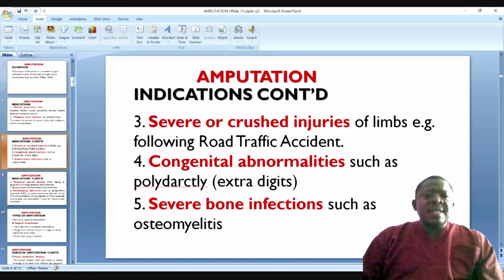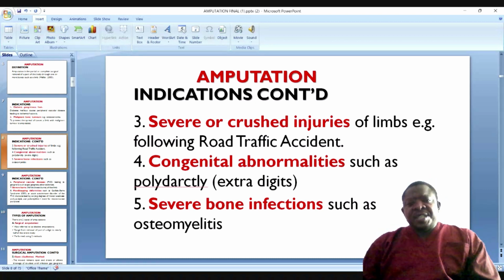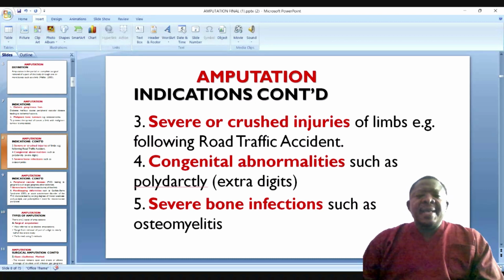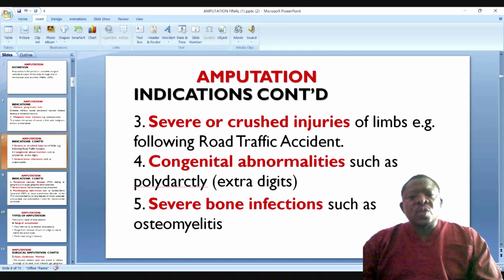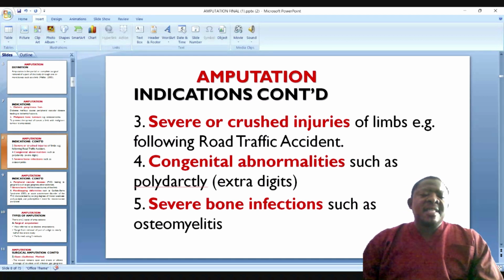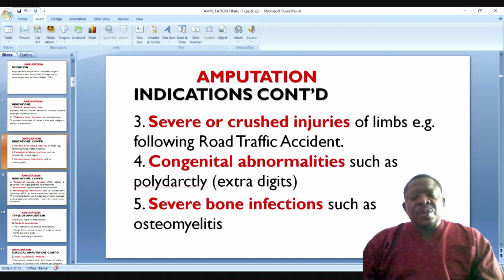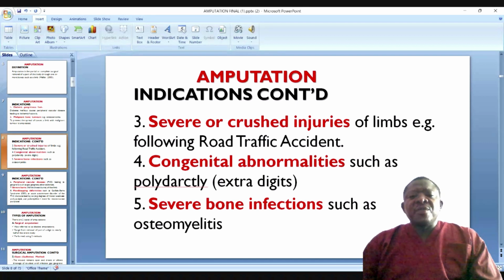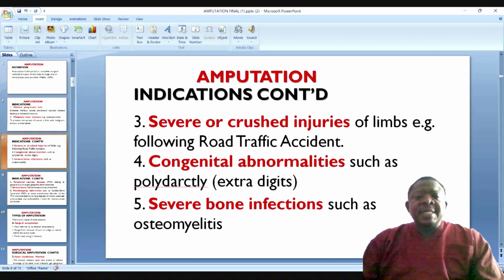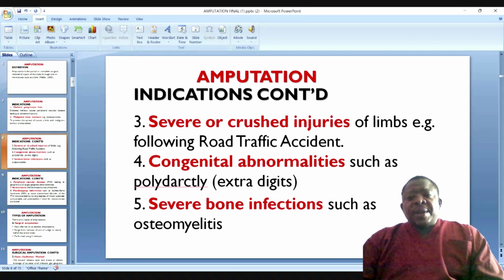Then the fourth indication is congenital abnormalities, such as polydactyly. For those that are born with extra digits, you may tend to amputate the sixth digit. Mostly it will be done by tying a cotton thread to the root of the sixth finger, so that you reduce blood flow to the extremity part of the sixth finger, and then it will fall on its own. So that is in polydactyly. We see that in congenital abnormalities.